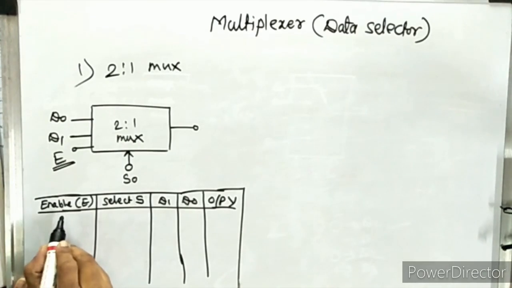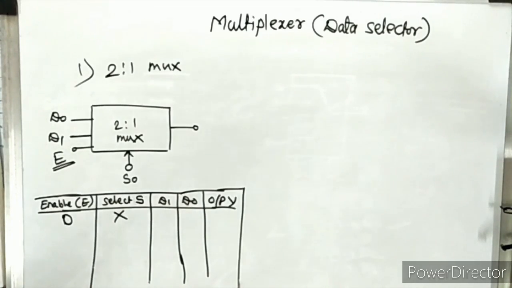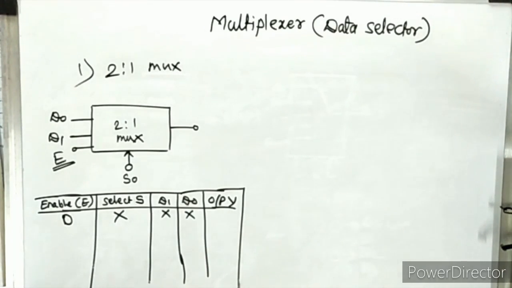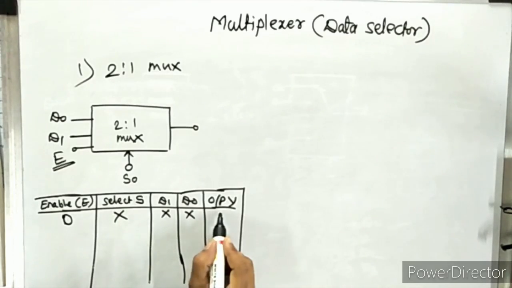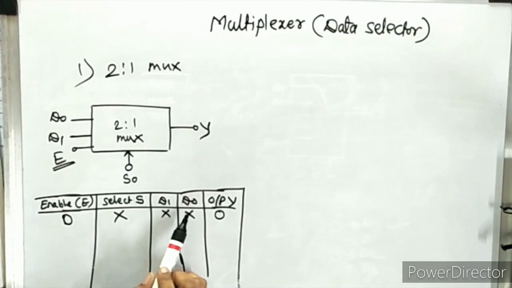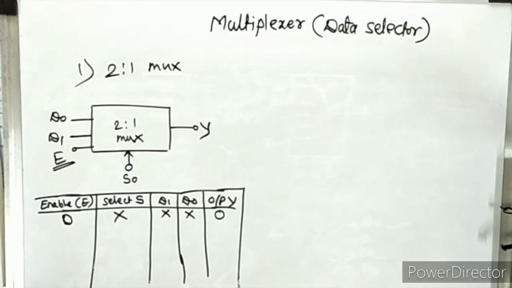If we do not enable this signal or input, then the multiplexer will be off. So this is active low, if we make it 0, then the select line, this X means don't care. Whatever the status of this select line, and D1 and D0, they are also don't care. So output is 0. Nothing will appear at the output Y. Whatever data is available on the inputs D1 and D0 will not appear on the output, because we have not applied the enable signal.